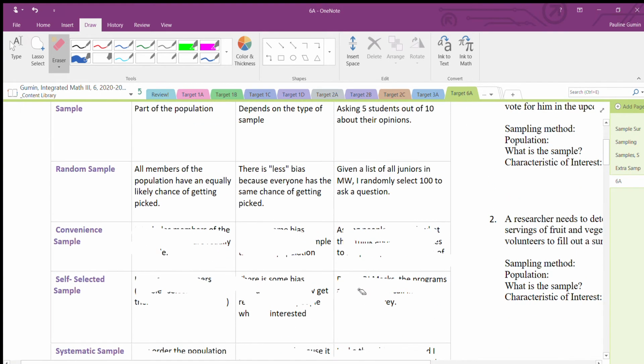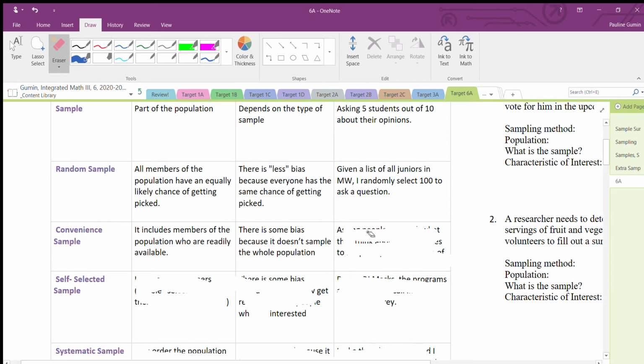Then we have a convenience sample. A convenience sample is a sample that includes members of a population that are readily available, or they're conveniently there. It's convenient for me to ask the people a question. Does this have bias? There's some bias because it doesn't sample the whole population. Doesn't take into account, doesn't give everyone an equal chance, because it's just based on how convenient these people are, or the population is, to you.